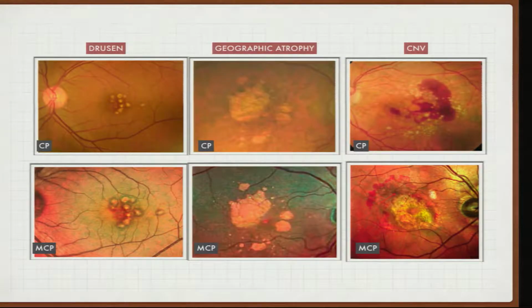Just to compare, this is a color photograph, and this is the multicolor photograph. You can see more distinct images of the drusen, and the greenish hue which you see here is a reticular pseudodrusen. And you can also see the GA patch actually is not involving the fovea.